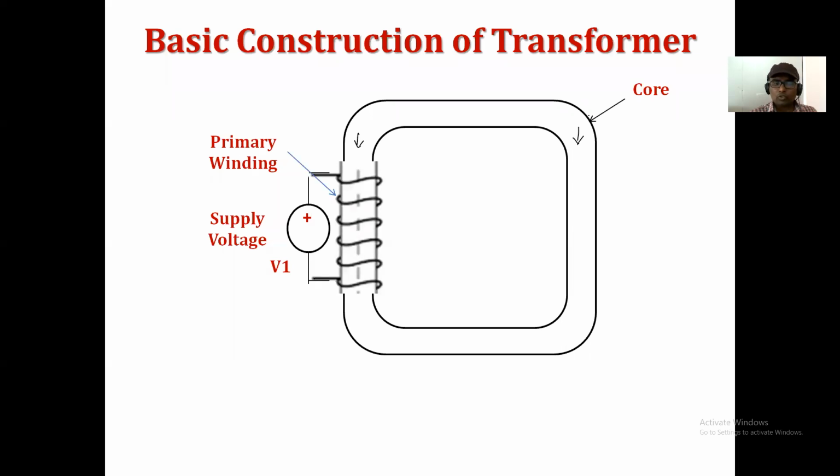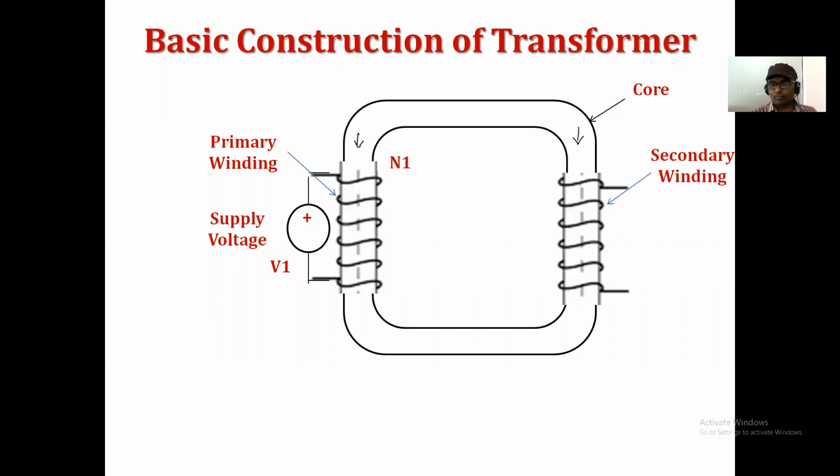And the number of turns of the primary winding, let's assume, is N1. And on the opposite side of that core, another winding is wound, which will deliver the energy, and that is called the secondary winding. Why do we call it a secondary winding? Because this winding will deliver the energy.